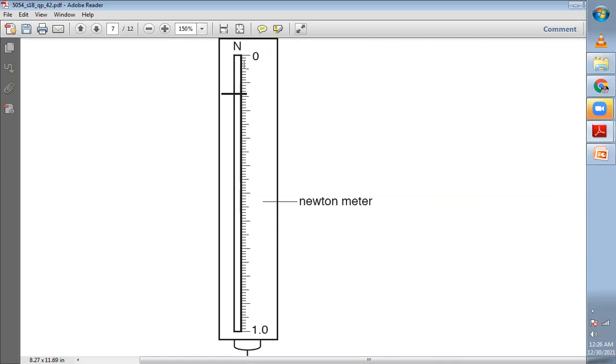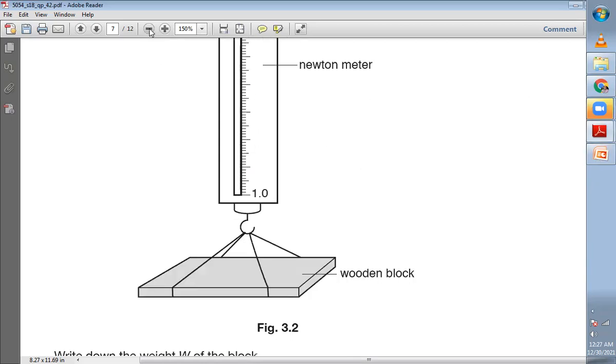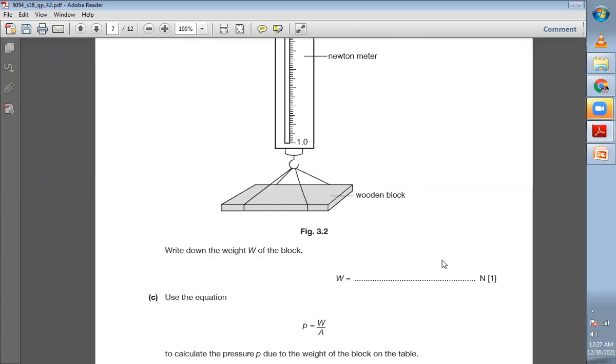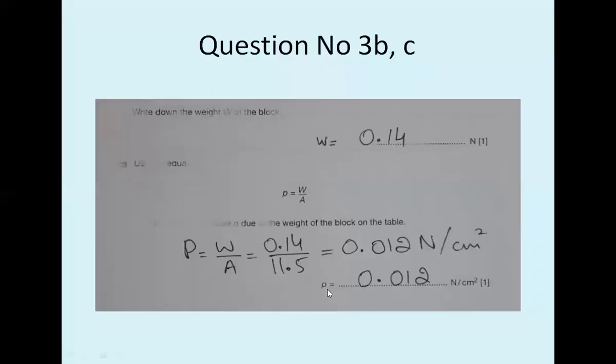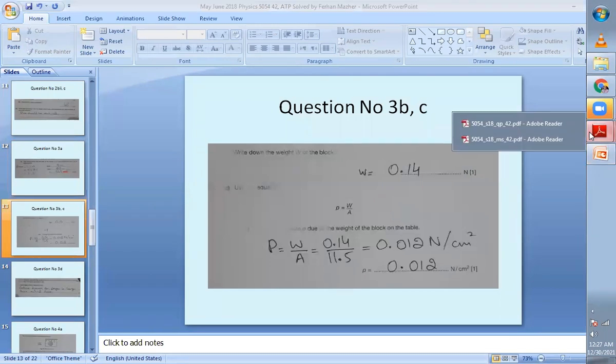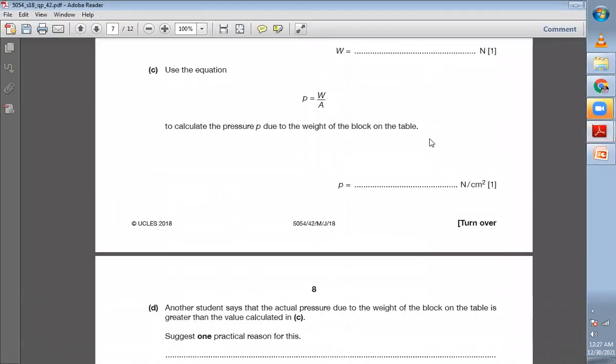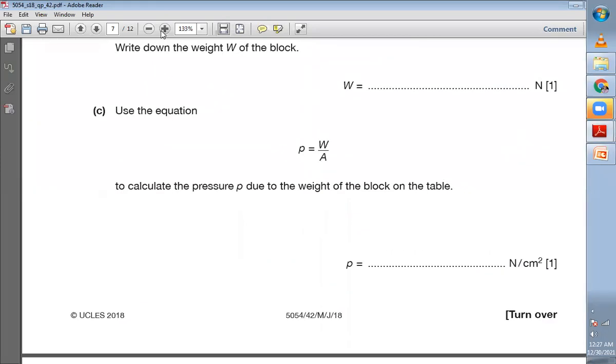Okay. So this is how much? This is 0.1 and 0.04. Yeah. This is 0.14. So the weight is 0.14. Okay. So the reading is 0.14. I think 0.14 Newton. So let me check. Okay. So write down the weight of the block, that will be 0.14 Newton. So that's how you write it. 0.14 Newton. Okay, so the next part they're asking is use the equation.